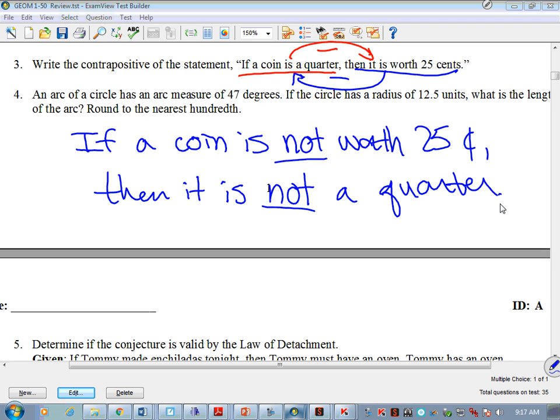So a contrapositive is a mix of both a converse and an inverse. Converse flips, inverse negates. Okay, contrapositive has me do both. People have a tendency to confuse converse and contrapositive because they both start with a C. Okay. All right. That's 3.